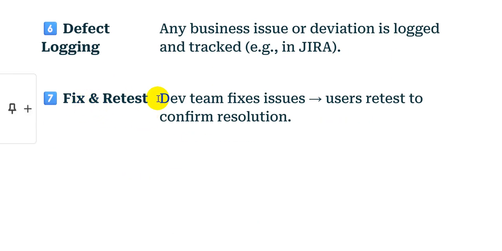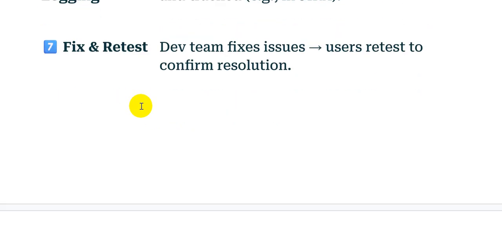Now next one is fix and retest. If that issue is valid, the developer team can start work on the raised defect. They can give the immediate fixes on that, and after that, we need to retest. So retest means whatever bug we have raised, that bug testing again we can do. That process is nothing but the retesting. I will explain that concept in the upcoming videos.